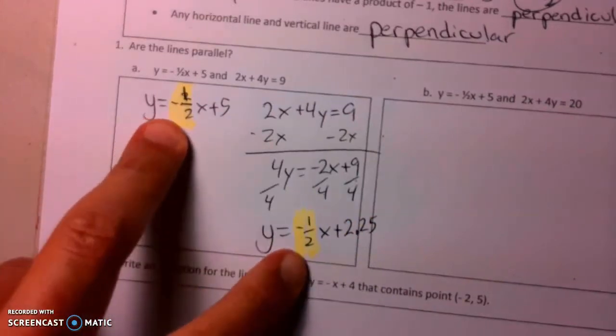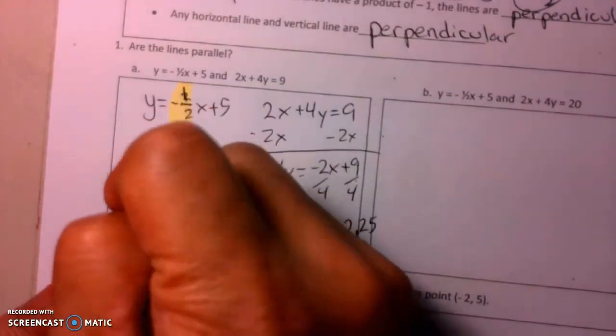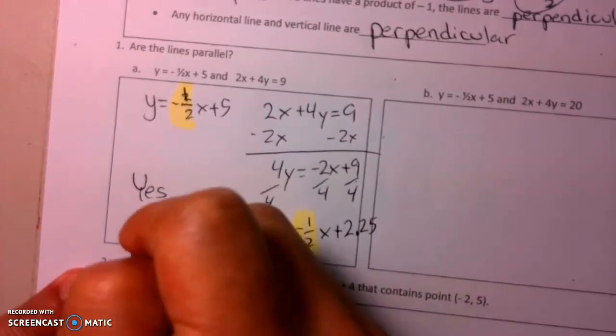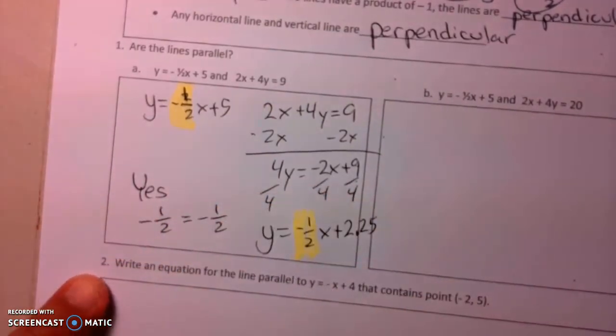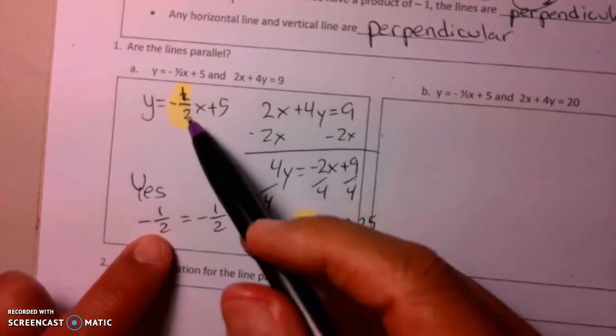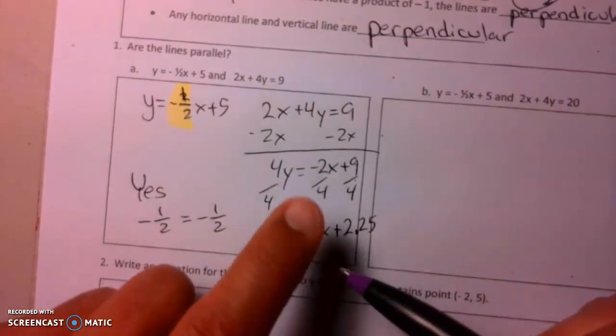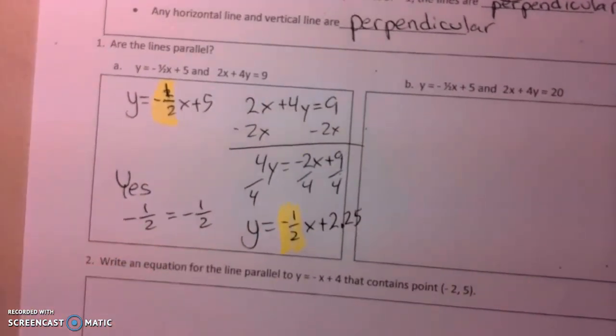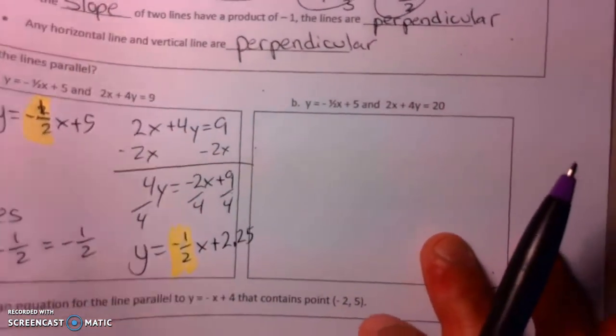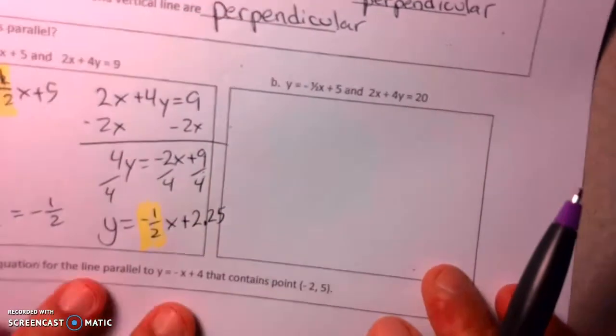I got negative 1/2, I got negative 1/2, so yes, these are parallel because negative 1/2 slope is equal to negative 1/2 slope. Or you could say no, they're not parallel if this was 3/7, then you'd have two different slope numbers. All right, let's move to number 1B.